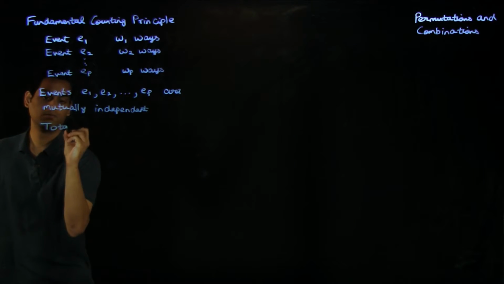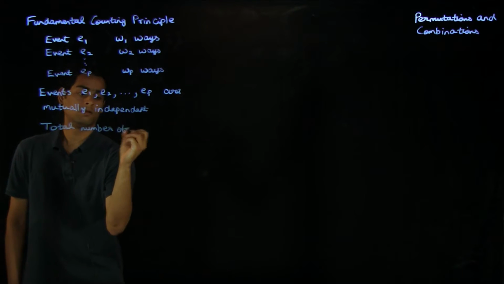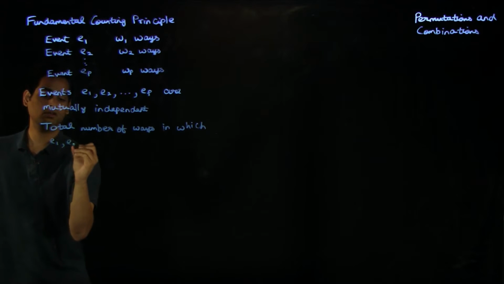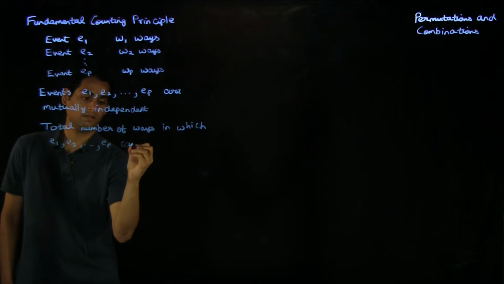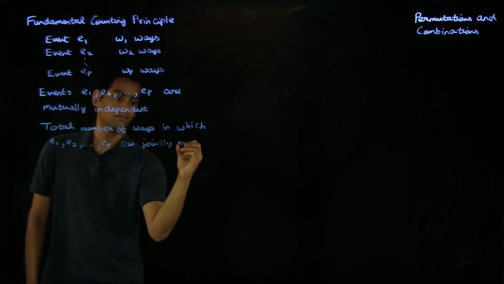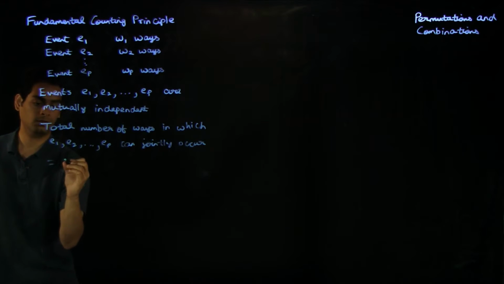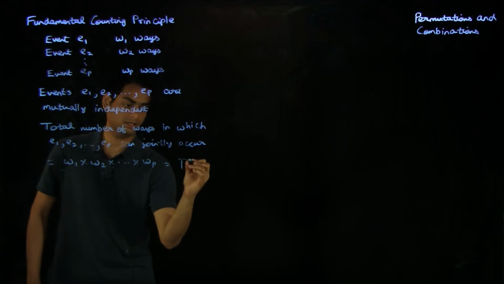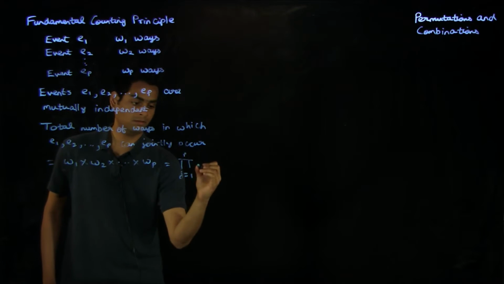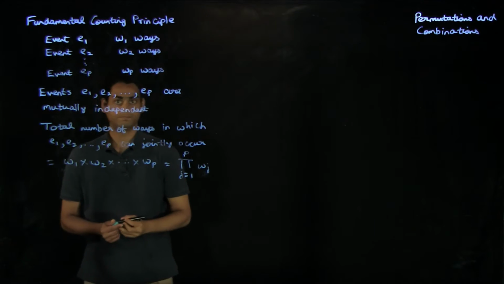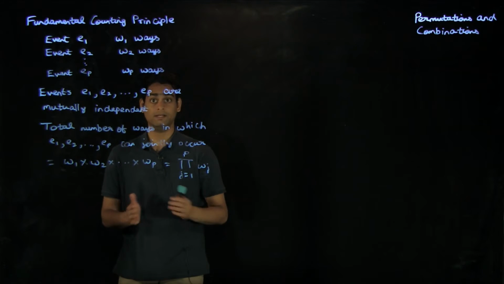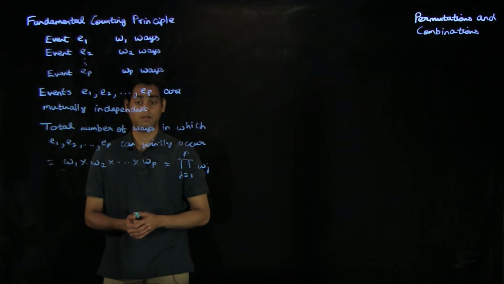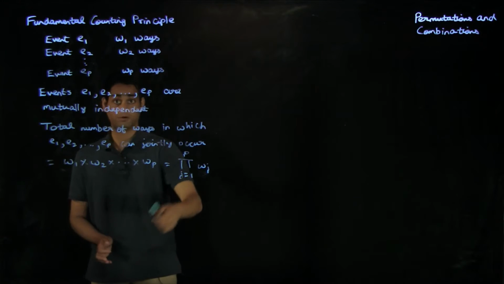So then the total number of ways in which E1, E2, and so on till EP can jointly occur is given by W1 times W2 and so on till WP. And the shorthand for this can be written as the product of all Wj's, j equal to 1 to P. So if you have P mutually independent events and you know the number of ways in which each of these events can occur, then the total number of ways in which the events can jointly occur is given by this product of Wj.